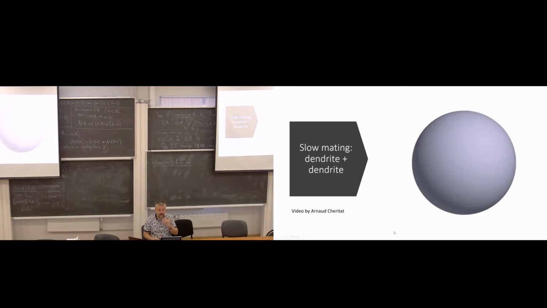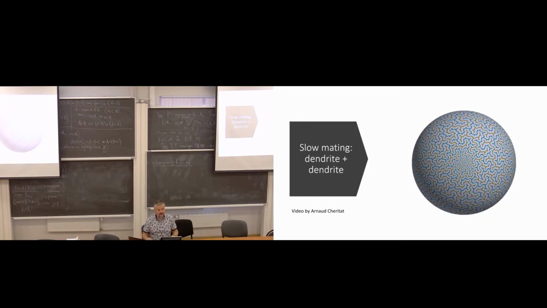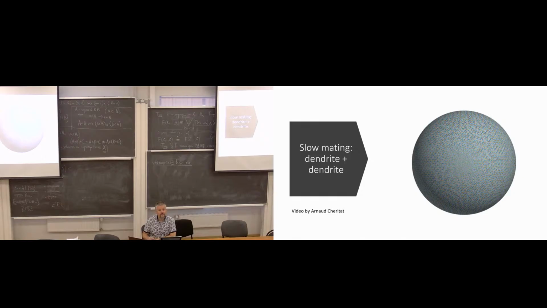So now we glue two dendrites together and here, this is what happens. You glue two dendrites together and you see how they form kind of Peano curve. They fill the sphere. Each of the two dendrites fills the sphere.